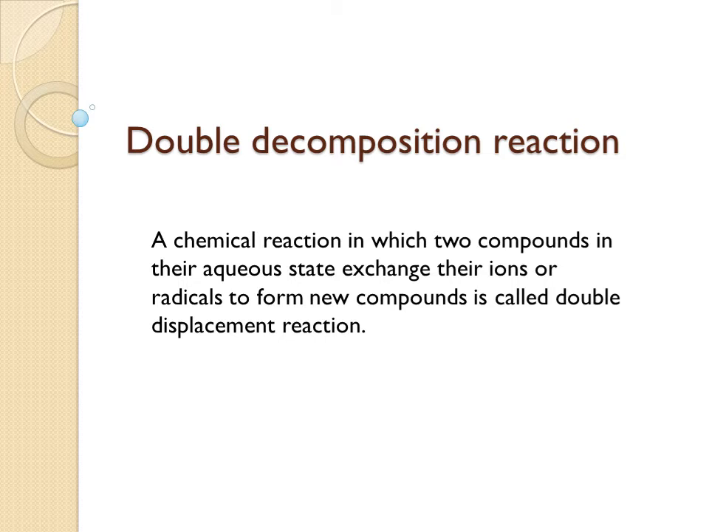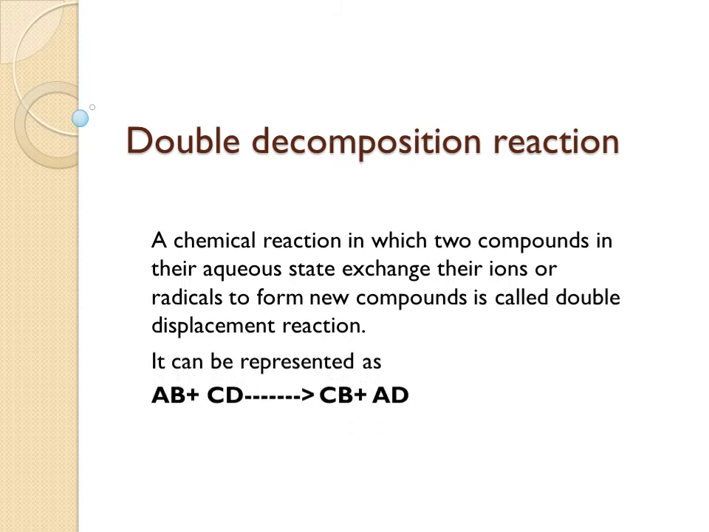Here in a double decomposition reaction, two compounds in their aqueous state exchange their radicals and form new compounds. The reaction can be represented as AB plus CD gives CB plus AD. Here AB and CD are the two reactant molecules. They exchange their ions or radicals to form two new molecules, CB and AD.